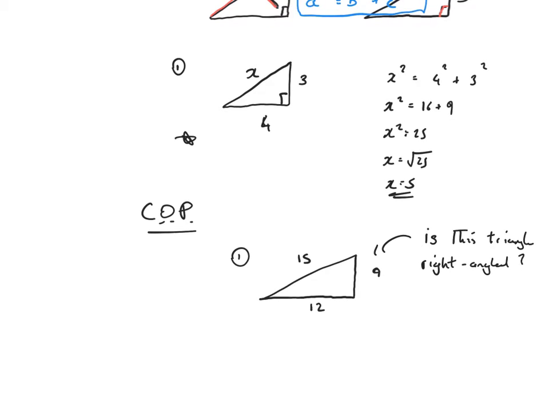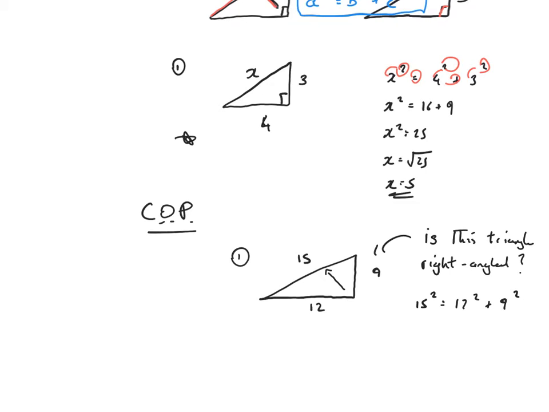Now the way we solve this one is if we can show that the square of the hypotenuse is equal to the sum of the square of the other two sides, then that means the triangle is right angled. So if 15 squared is equal to 12 squared plus 9 squared, then it will be a right angle triangle. So what we need to do is investigate if that's true.